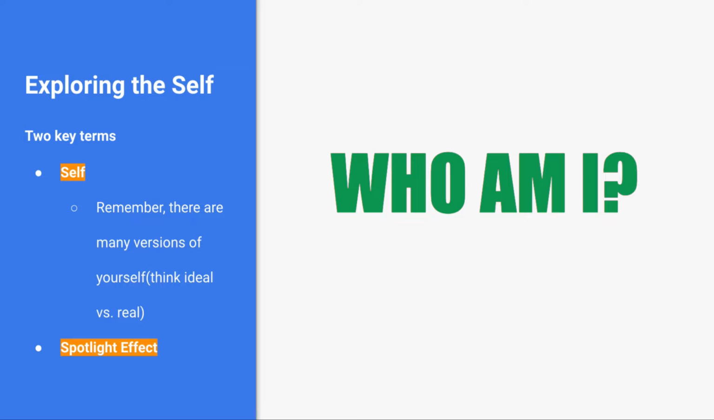Next, Myers talks about exploring the self, the basic question, who am I? And there are 2 key terms you might want to note down in this section. First, there's the self. Remember, there are many versions of yourself, right? We talked about in the last video your ideal versus your real self. So this can be positive or negative, right? In your perception of who you are, there might be a rich self, a successful self, a social self. But this can also go the other way around, right? You might say, oh, there's my poor self, there's my introvert self, there's my scared self, and so on.